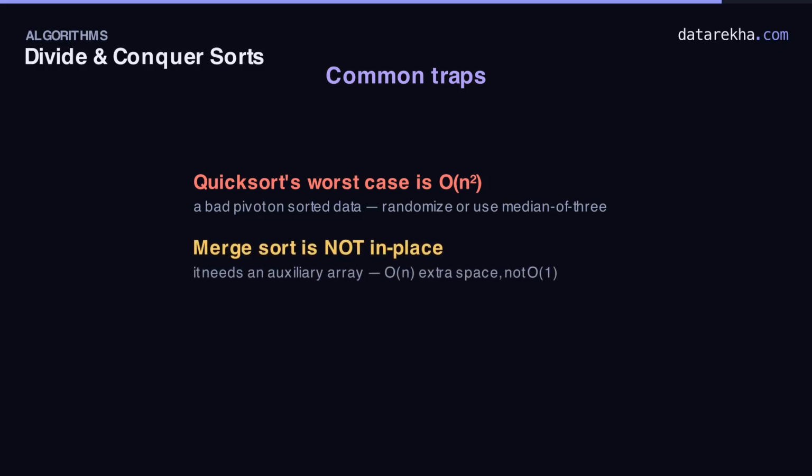Trap 2. Merge sort is not in place. That tidy merge needs a separate output array, so it costs order n extra memory. Quicksort, by contrast, partitions inside the array itself.